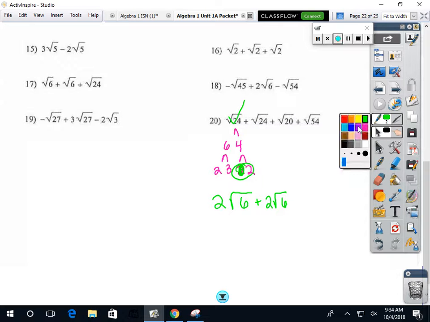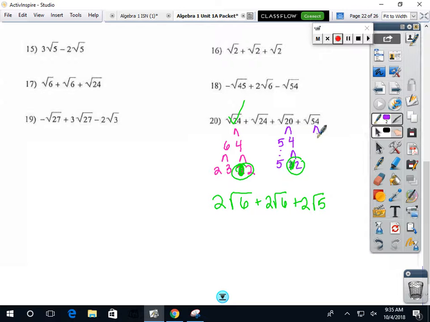Okay, now square root of 20, we need to factor tree. 5 times 4, and then that would be 5 times 2 times 2. So we circle, kill a 2, kick out a 2, put the 5 back in, bring down the plus, and then we factor tree 54, which would be 9 times 6, and then 3 times 3 times 3 times 2. We can circle the 3's, kill one, kick one out, and then 3 and 2 get to go back on the inside and make 6, and then bring down the plus.